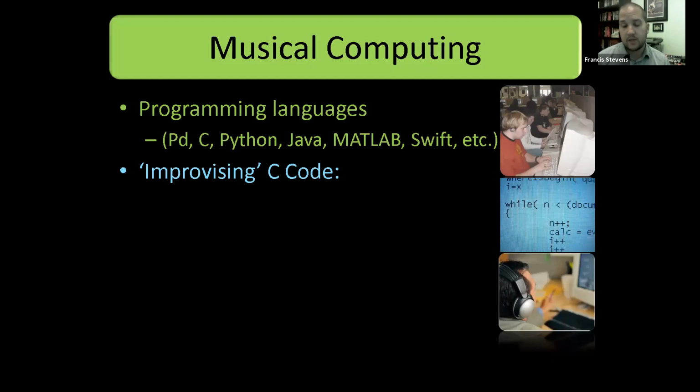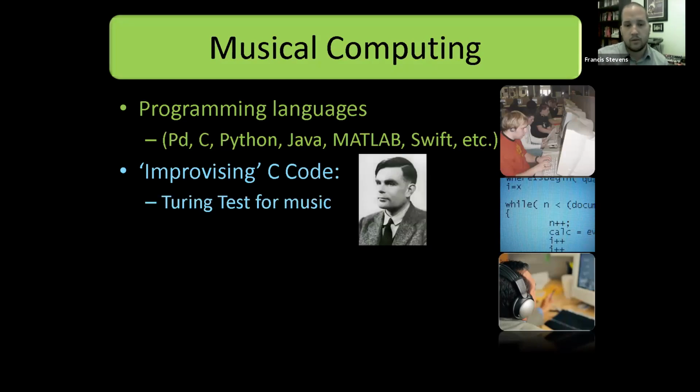I'll just play a couple of examples. One assignment has been to use the language C to create some automatically generated improvised music. You can think of it as a Turing test for music. Does it sound like a human's come up with it, or does it sound like a computer? So if we listen to a snippet.